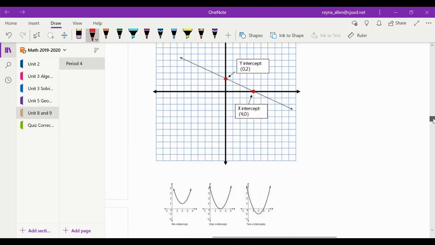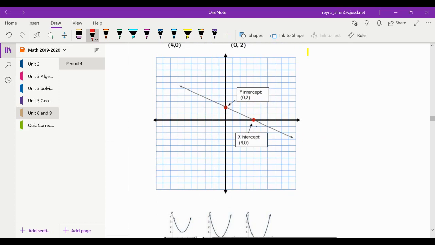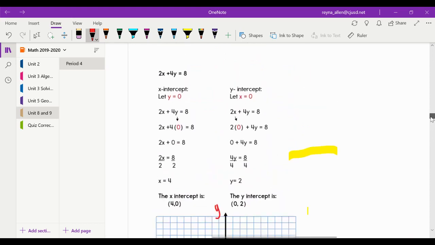If this were to be graphed, we can see that it has two intercepts. It has the x-intercept and it has your y-intercept. So x-intercept is on the x-axis, y-intercept is on the y-axis. What I like about these is that one of your coordinates is always 0. So for your x-intercept, your y is always 0. And for your y-intercept, your x-coordinate is always 0. So that makes it easy to find because all you have to do is substitute in 0.